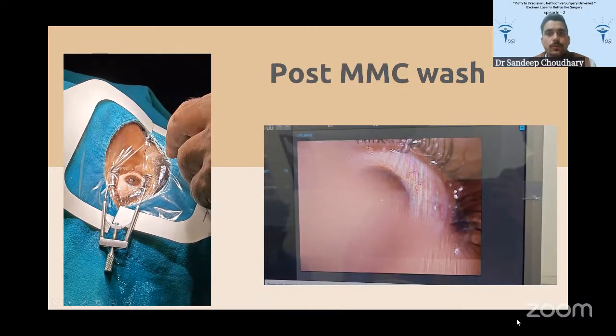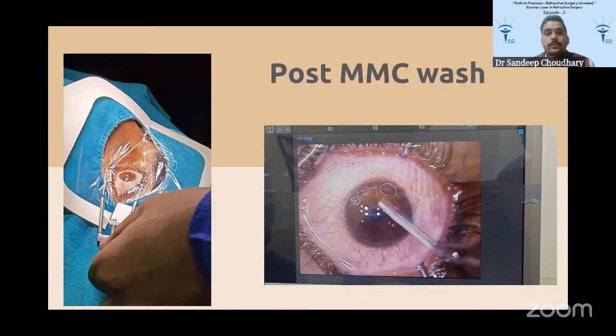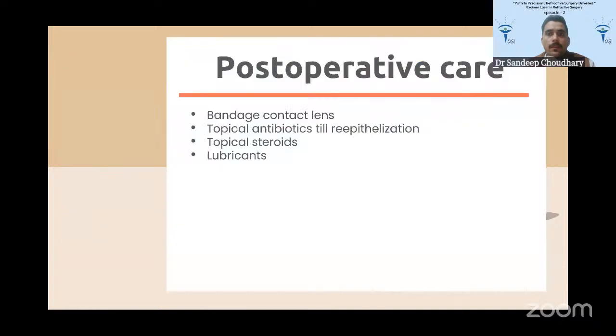So after washing off the ocular surface, what is left is just the implant. We just put in a BCL, a bandage contact lens, and we are done. The post-operative care is a bandage contact lens and topical antibiotics until reepithelialization is completed, and also topical steroids and lubricants just for symptomatic improvement.